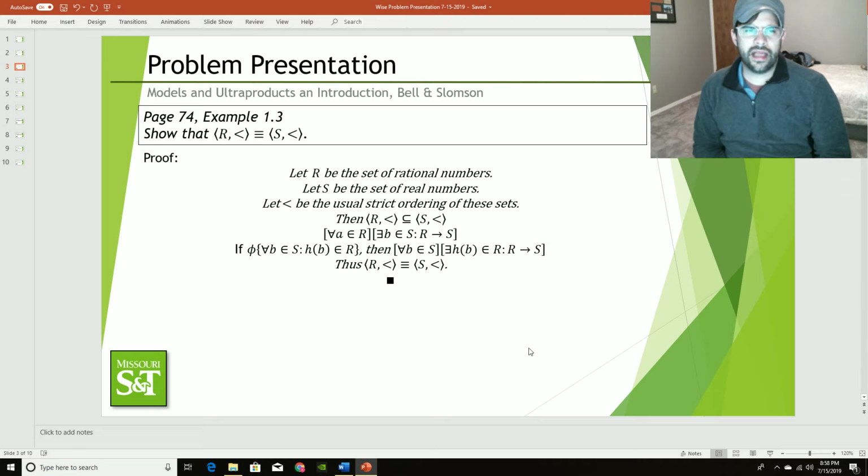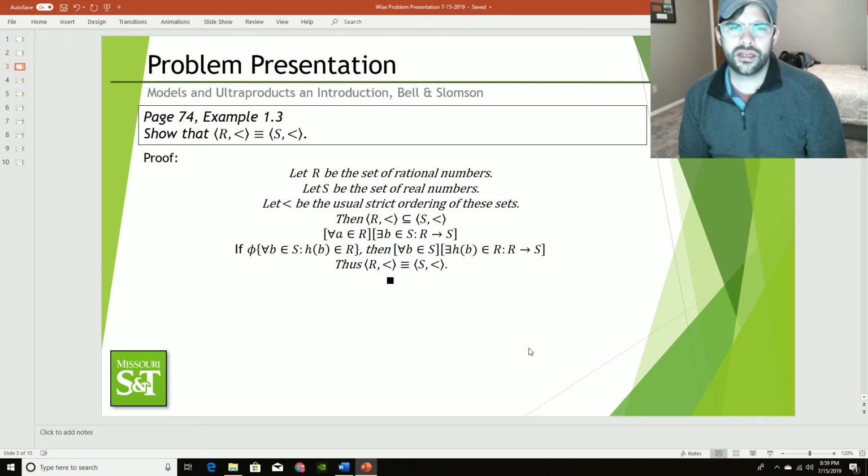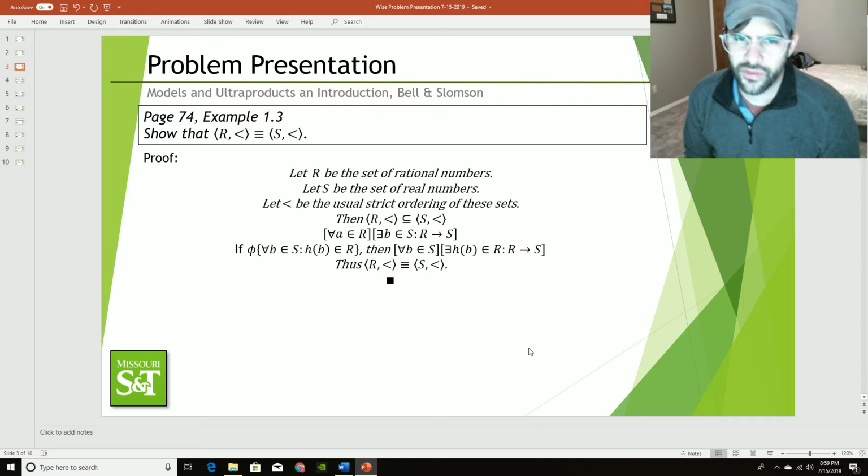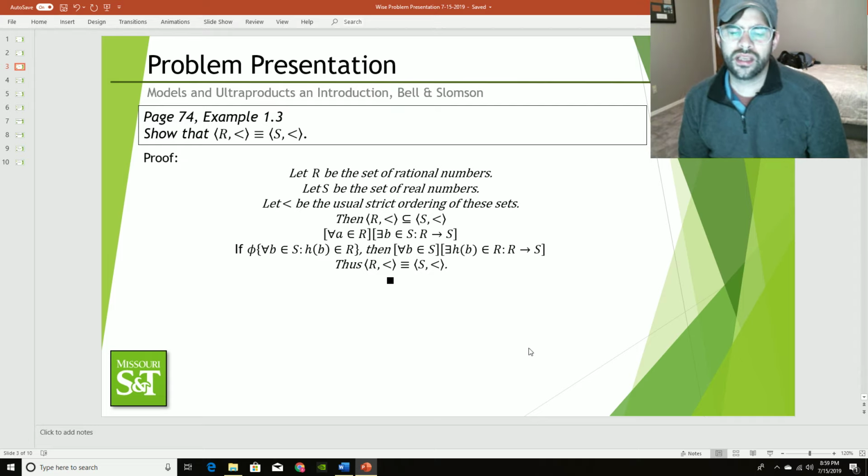This is actually the last part of example 1.3. Again, this is on the set of rational numbers and real numbers. This one was a little more complicated because this is in the 3 bars, an elementary equivalent statement. So it's saying that those two sets, with the operation of a strict ordering, are elementary equivalent to each other.